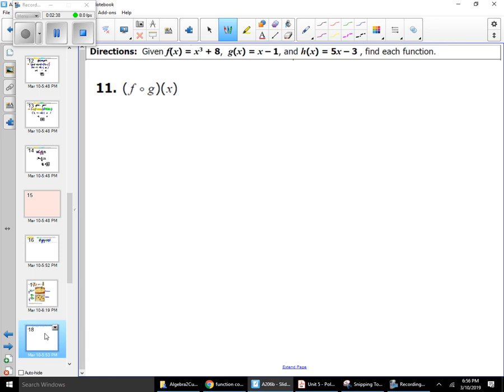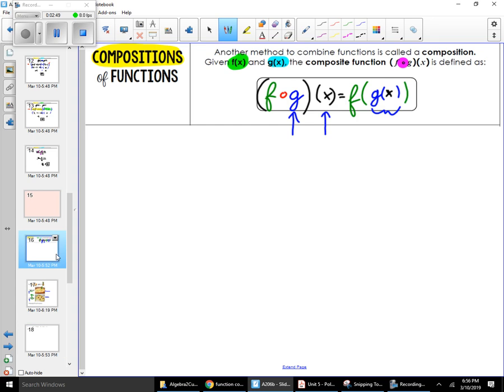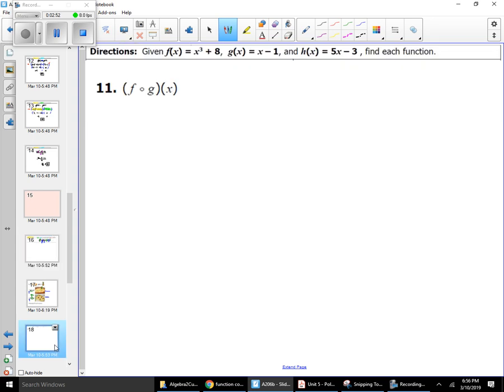So let's take a look at number 11 here, f of g of x. So what that means is we need to look at g of x first. I'm going to go ahead and use the same color scheme I did before. I'll let f be green. So what we are talking about here is doing f of g of x. In other words, we are going to find f of g of x, and g of x is x minus 1. So all of x minus 1, this entire function, is going to get substituted into f.